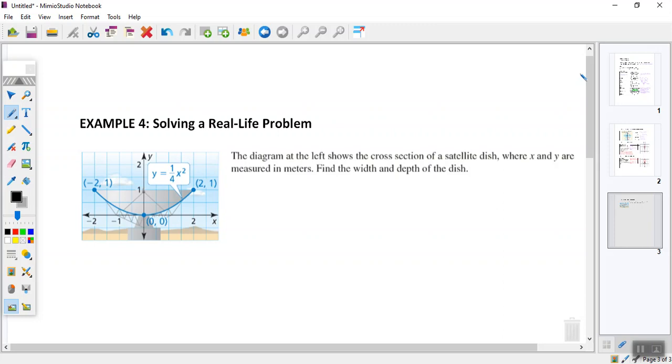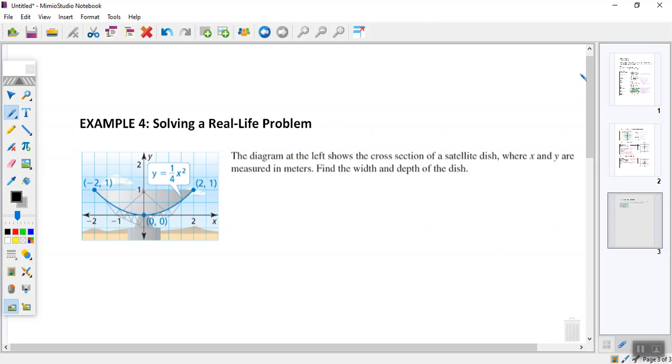y equals 1/4 x squared. Let me ask a question. Why is this a U shape and not an arch shape? Well, maybe let me back up even in front of that. What's the A value for this function? 1/4, okay? Why is this a U shape then?